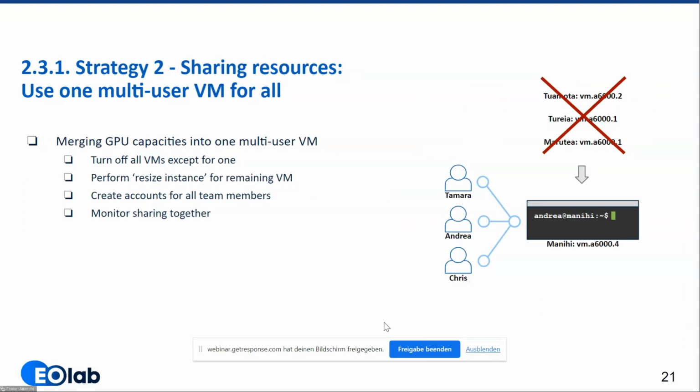The second strategy that I want to show is about installing multi-user virtual machines instead of split virtual machines. So imagine that your team merges all their resources into one virtual machine. You won't have 3 different virtual machines anymore, but one that hosts all your users and all your processes.